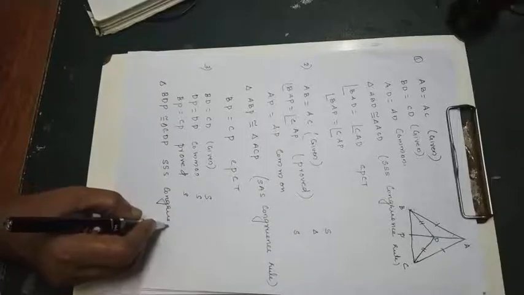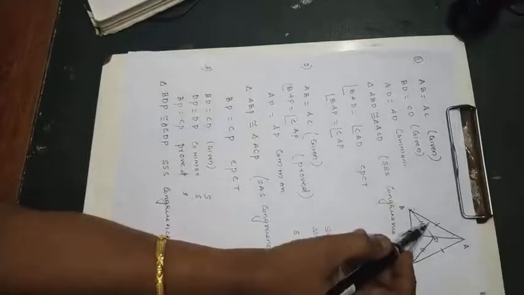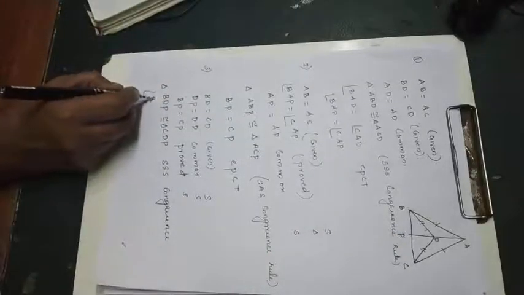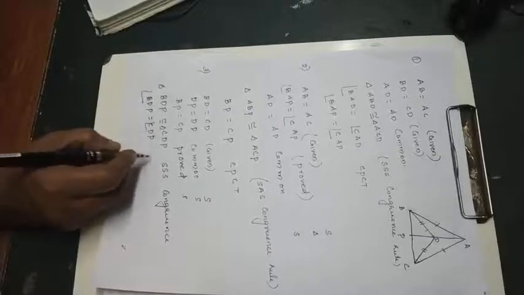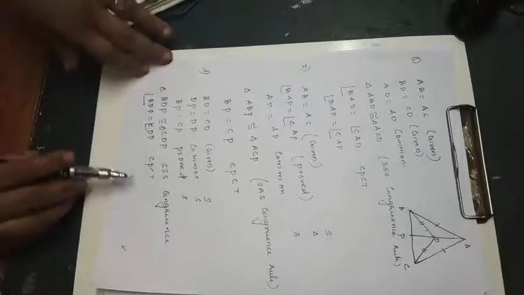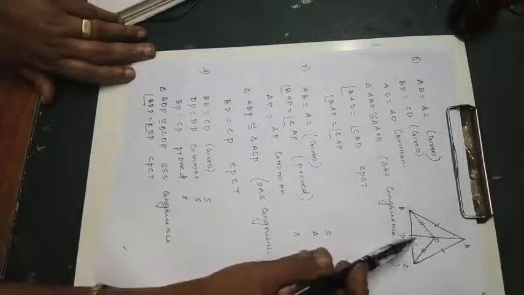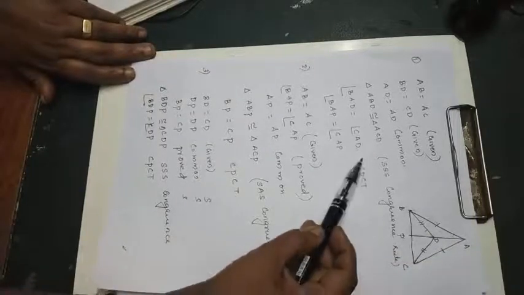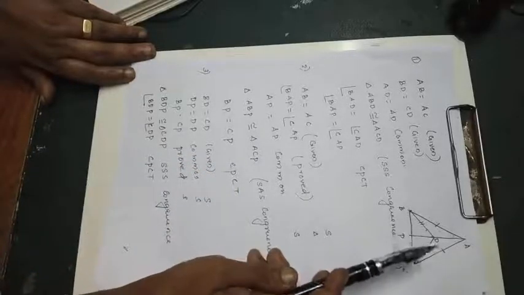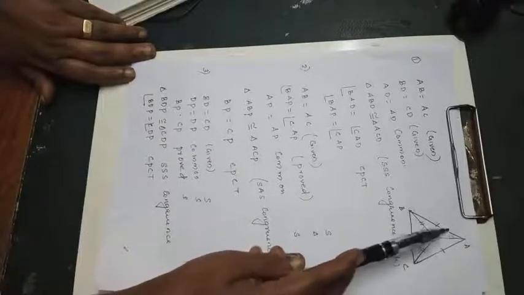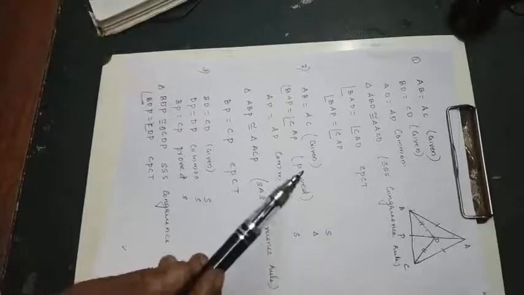So you can take the corresponding part, angle BDP will be equal to angle CDP by CPCT, that is corresponding parts of congruent triangles. That means AP is bisecting angle A in the first part, and in the second one here you got angle D also. So AP is bisecting angle A and angle D.